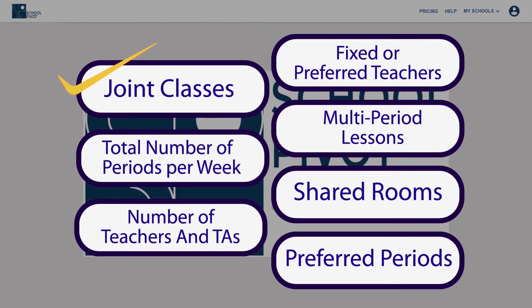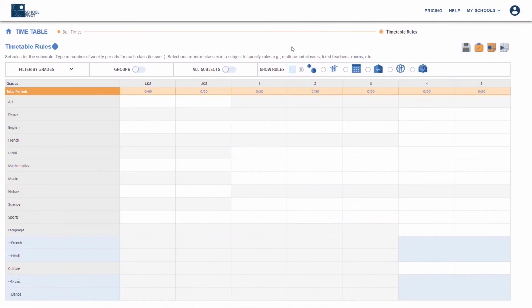The first timetable rule I should set is all the joint classes in the schedule. I have few joint classes, so I want to specify this rule first. Kindergarten sports classes are joined with all the groups. This means I want LKG group A, B and C to have a joint class.